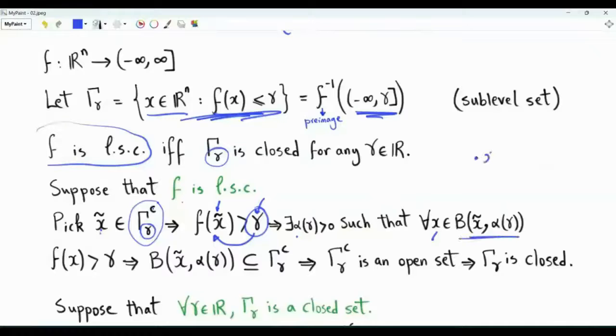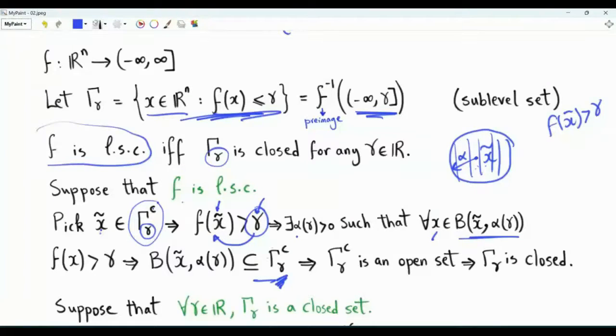This means that we have a point x tilde, and at x tilde, we have f of x tilde greater than gamma. Now, there is a ball about this point with some radius alpha, and what is going on in this ball is that for every x here, f of x is also greater than gamma, which means that the ball is in the complement of the sublevel set with parameter small gamma, because we have that f of x is greater than gamma.